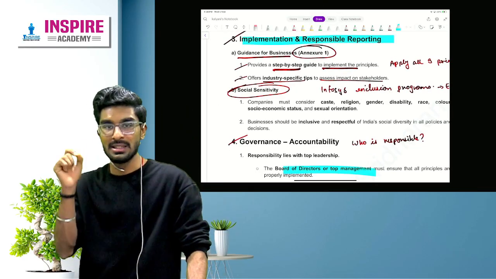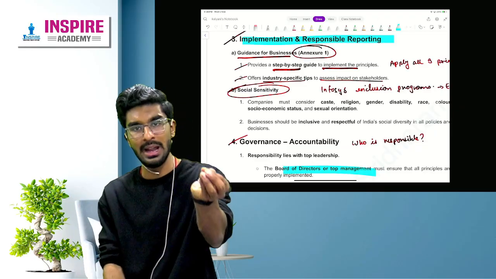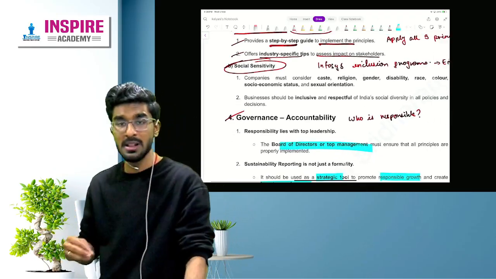So, implementing and responsible reporting, we understood. Annexure 1 is a guidance as to step by step how you can apply those 9 principles. Next, they also provide industry-specific tips. And then, people, social sensitivity.